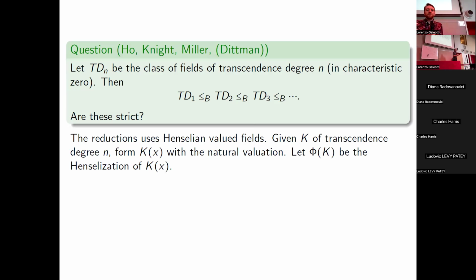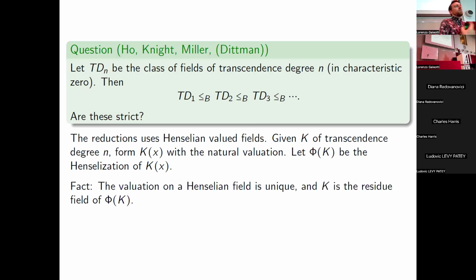And you can take something called the Henselization of this. That gives you a slightly bigger field. And the point is that the valuation can now be recovered. There's only one valuation on a Henselian field. And so K is the residue field of this field you produced.